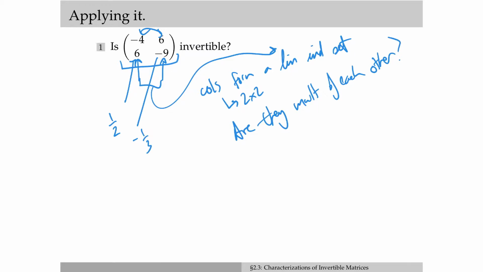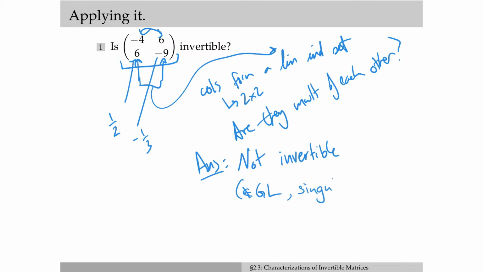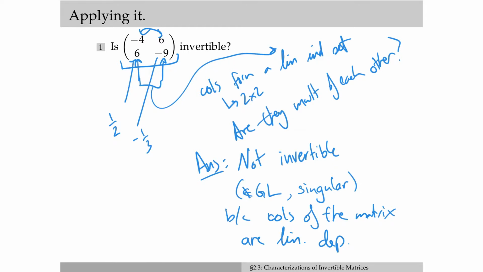So the punchline: not invertible. I can write this in other ways. This is not an element of GL, or I could say it's a singular matrix, however I want to write this. And that's because the columns of the matrix are linearly dependent. Okay? So that's pretty quick.